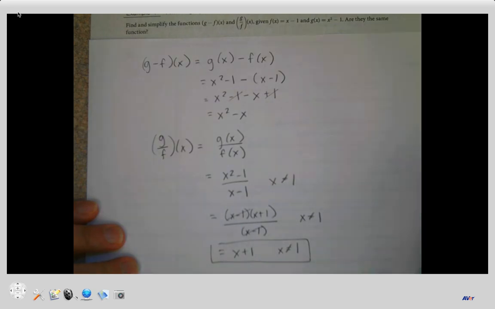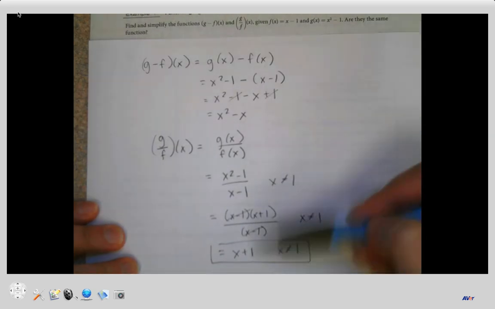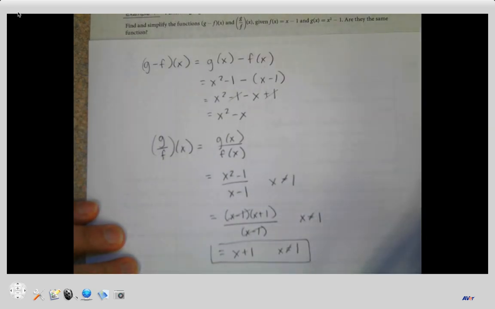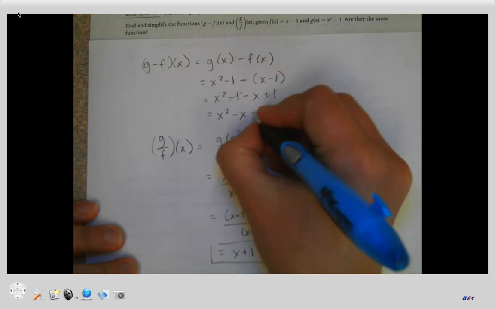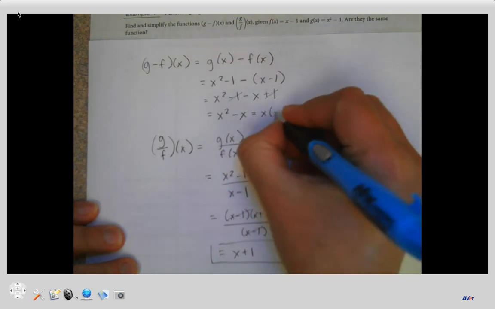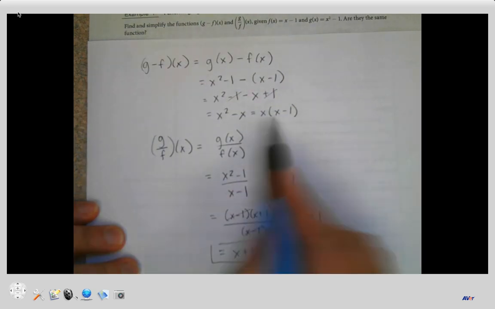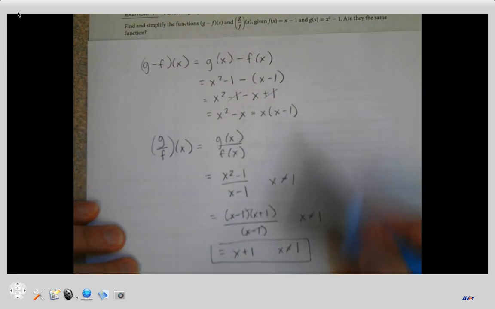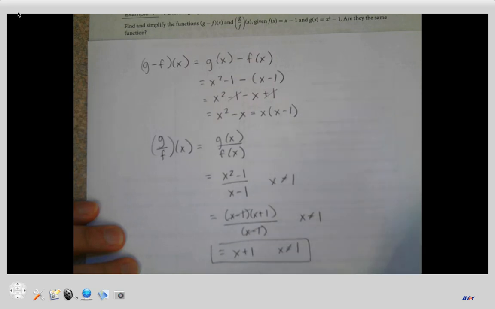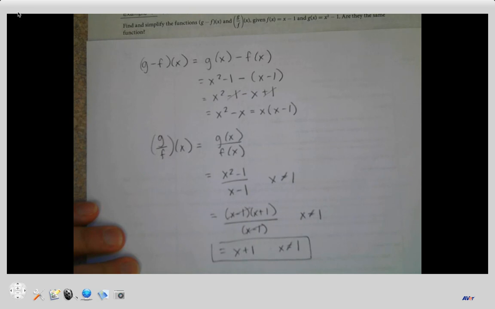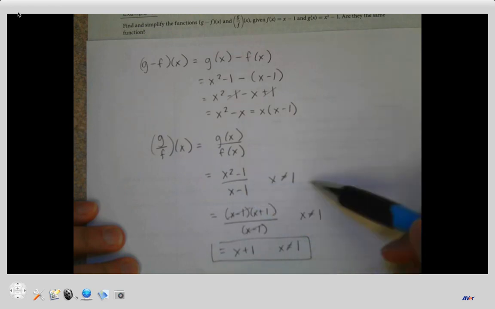And the question asked if these are the same function. We can look, and obviously they are not. We could, I guess up here, if we wanted to, simplify this and say x times x minus 1. I don't know why we'd have to do that, but that makes it even more clear that they're not the same functions. So algebraically combining functions is just what you'd expect. The only thing that is a little bit tricky is being sure that if you have something in the denominator, you have to restrict the domain.